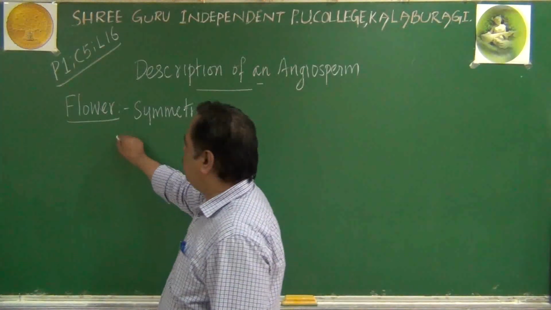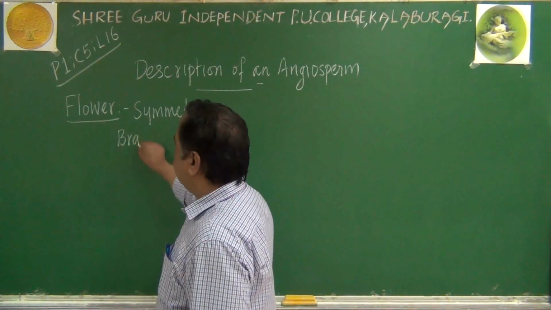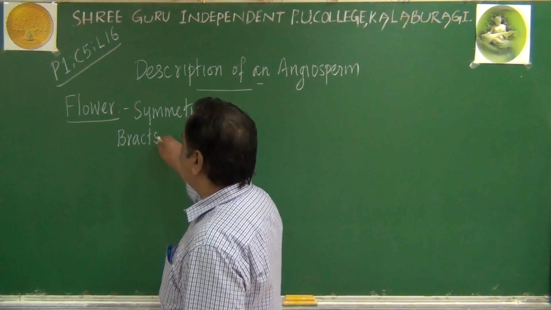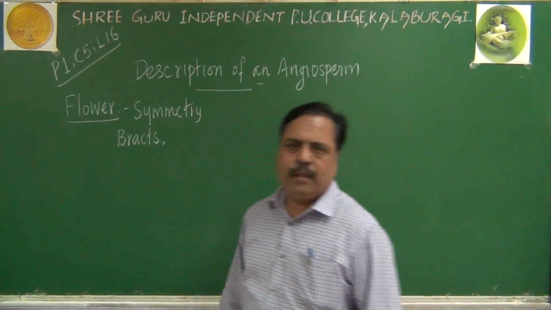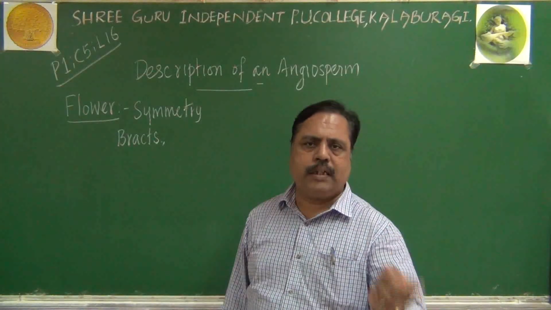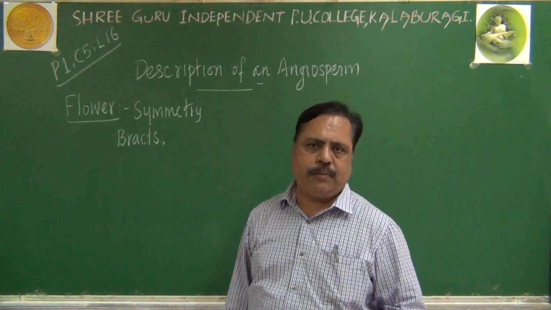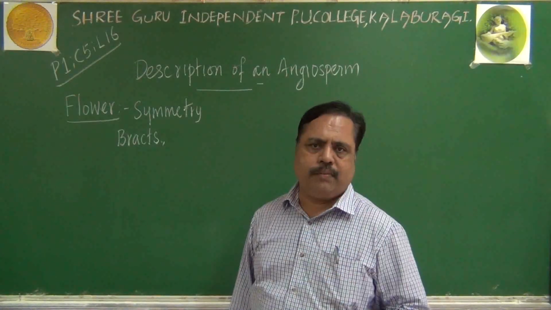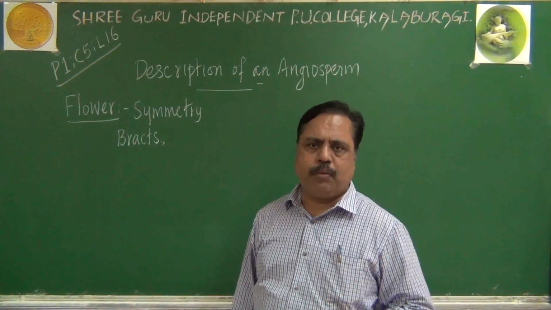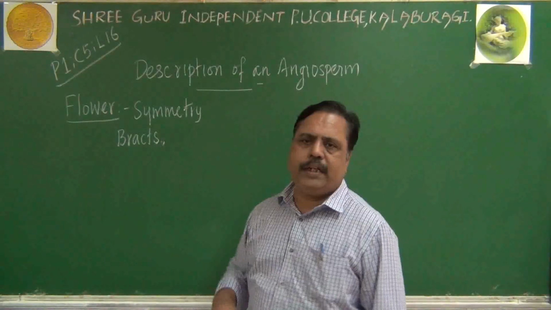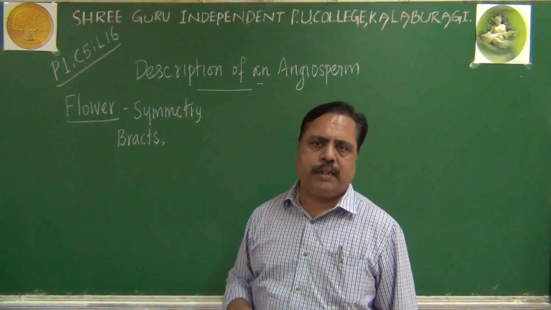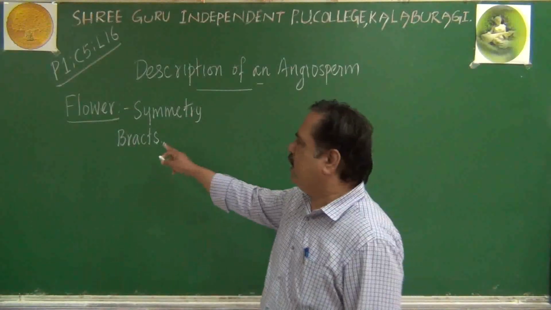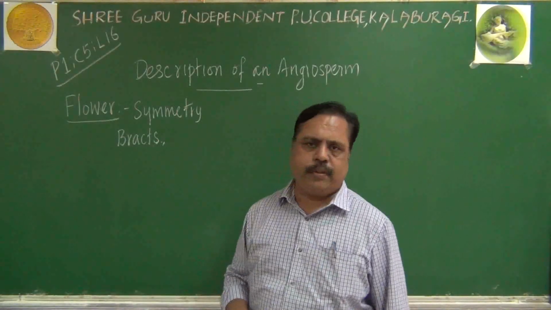And regarding the flower, you can write another point related to presence or absence of bracts. If it has got bract, it is called bracteate flower. If it is not having bract, it is called ebracteate flower. You may be remembering that point. Bract and bracteate, like that. Bracteate, ebracteate, bracteole and ebracteole, like that. Various terminologies we can write.